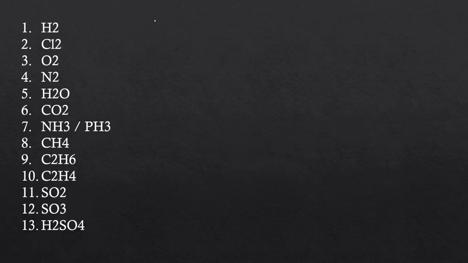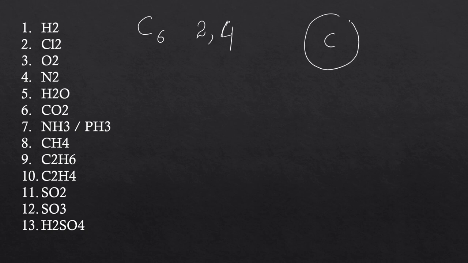You know carbon's atomic number is 6. It is from group 4. So their electronic configuration will be 2 electrons in the first shell and 4 electrons in the second shell. It means carbon has 4 electrons in its valence shell. 1, 2, 3, 4. So there are 4 electrons in its valence shell.